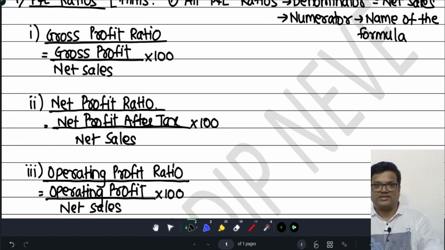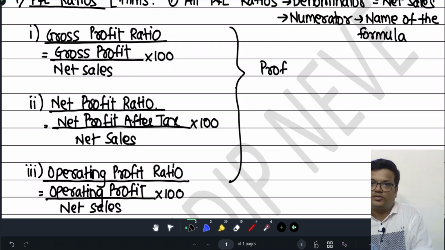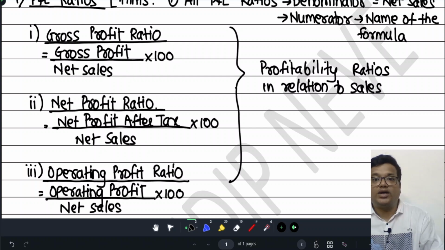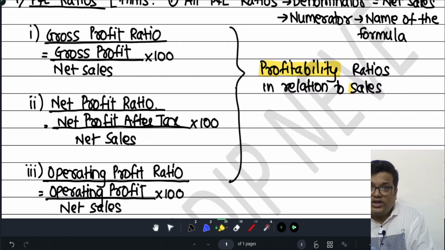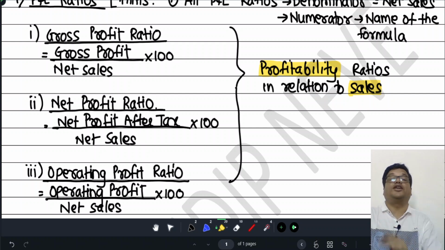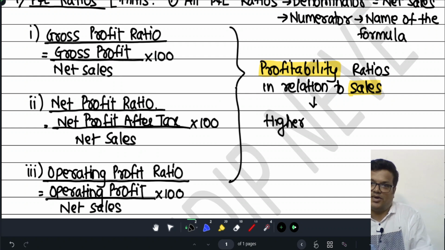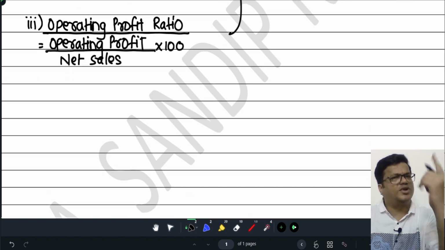Now, see, I'll tell you a few more things. All these three ratios, they are known as what, they are all profitability ratios in relation to sales. So what are you doing? You're comparing your profitability. It may be gross profit, net profit, operating profit with what? With sales. That's why they're all profitability ratio in relation to what? Sales. So what we would say, very simple, lower the better or higher the better, sir. It's profit, sir. So higher the better. Correct. Absolutely right. Okay. Let's continue further. Few more guys, only few more.